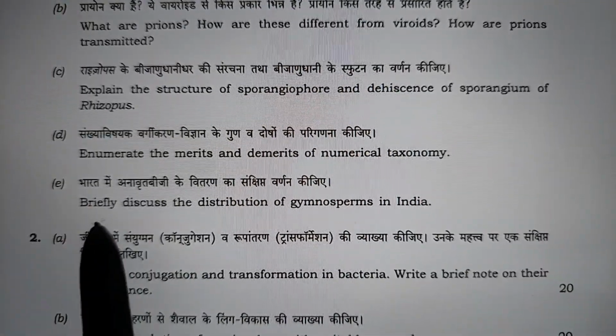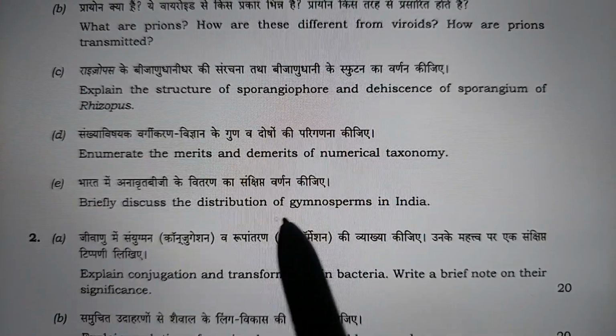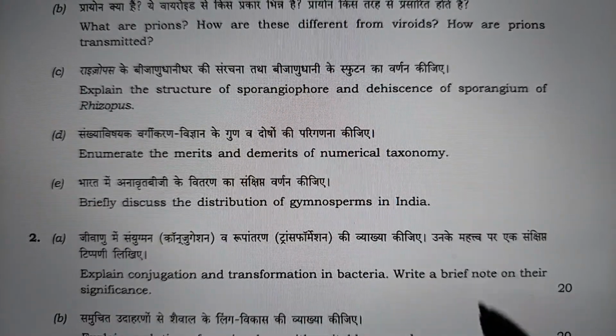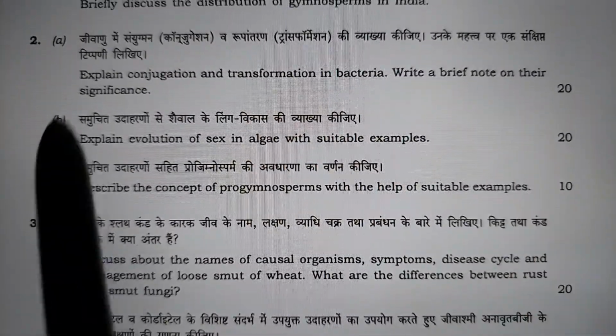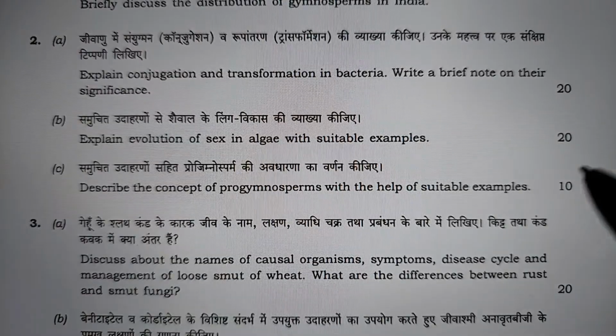E is briefly discuss the distribution of gymnosperms in India. This one is also 10 marks. Question 2 is also having 3 options, A, B, C. You have to do all of these.